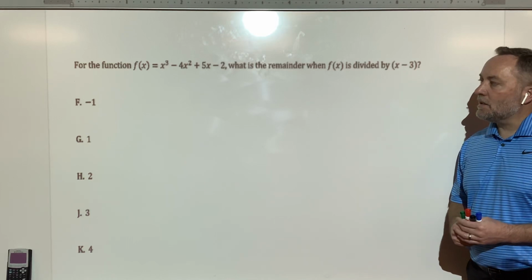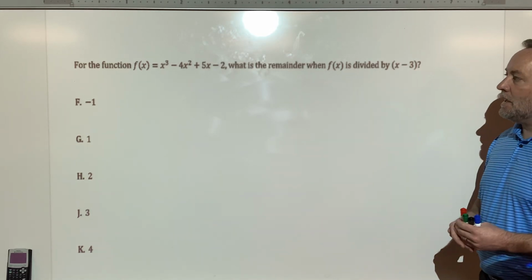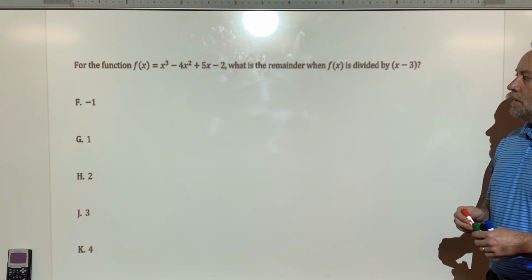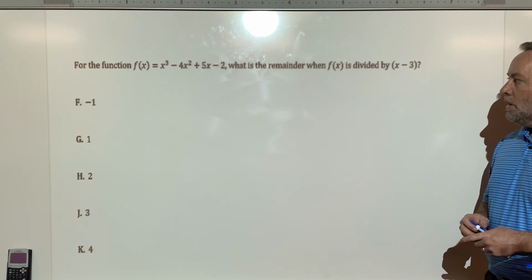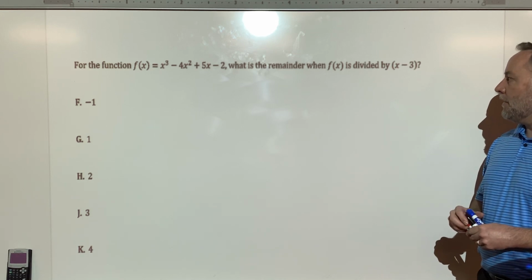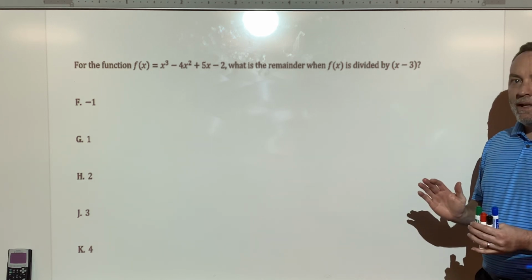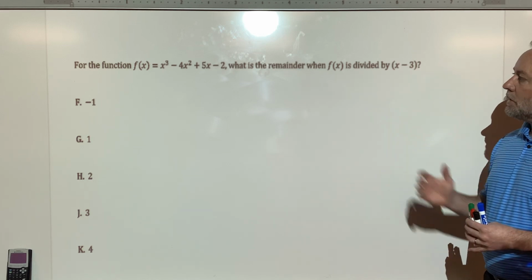This question is asking us to divide two polynomials. It says for the function f of x is equal to x cubed minus 4x squared plus 5x minus 2, what is the remainder when f of x is divided by x minus 3? There are a few ways you could go about this problem.